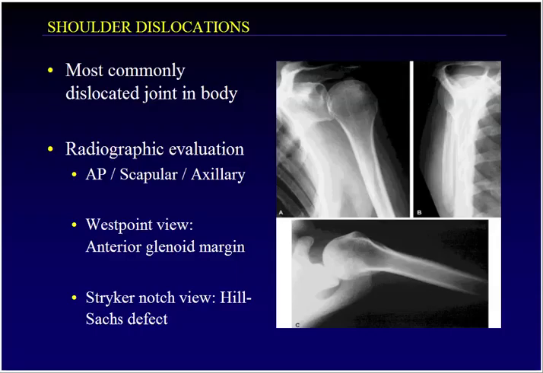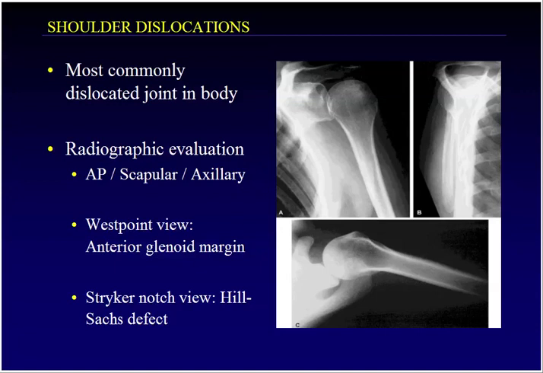Now, moving on to the shoulder. The shoulder is by far the most commonly dislocated joint in the body. The radiographic evaluation of shoulder trauma should always consist of an AP, a scapular Y view, and an axillary lateral view. And that's a very important point, because if you get those three views, that will virtually eliminate the possibility of you missing a subtle injury to the shoulder complex.